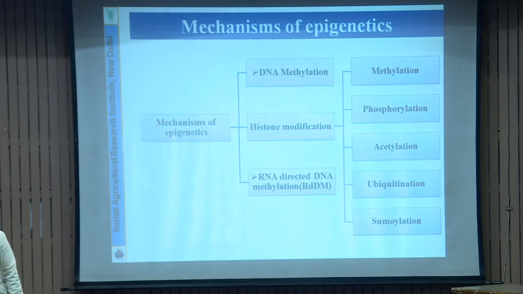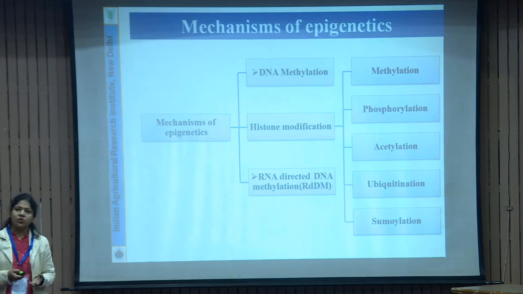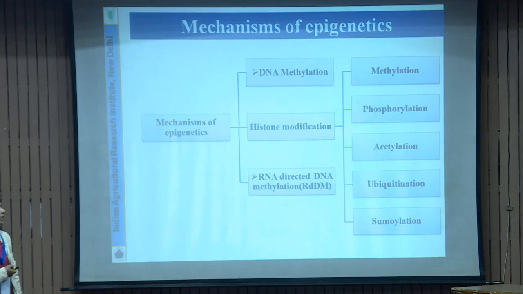DNA is always wrapped around histone proteins in chromatin. Those histone proteins are subjected to modifications, and there are different types of modifications which happen to histone proteins, like methylation, phosphorylation, acetylation, ubiquitination, sumoylation. That means these are small groups which are added to histone proteins after translation, that is, post-translational modifications of histone proteins. They are also a type of epigenetic change.